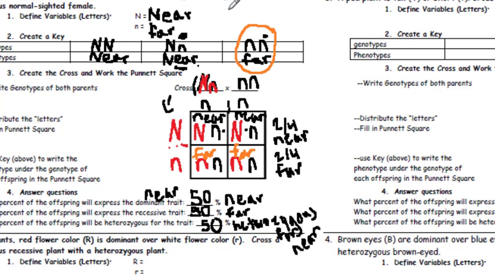Remember, when it's graded, you'll be looking for the variables are defined, the key is made, the cross has been put on here, the letters have been distributed properly, the phenotypes are written in the box, and the answer is written on the blank, and always a percent sign if there's a label.